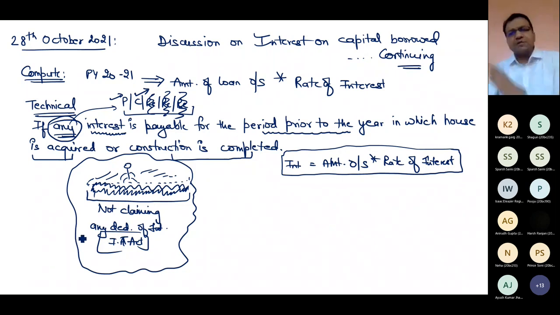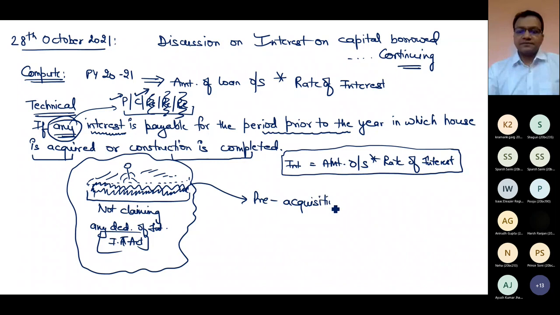So the moment the house is complete, the Act says any interest which is payable by you for the period before the year of acquisition or before the year in which construction is complete, that interest we will also allow you as a deduction now, when you completed the house or when you purchased the house. So this period's interest is known as what?